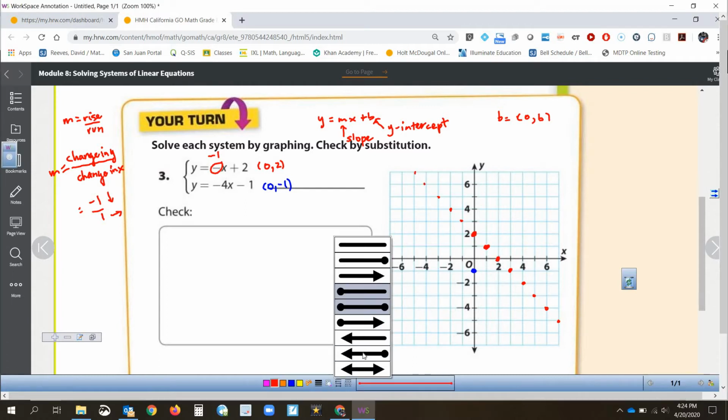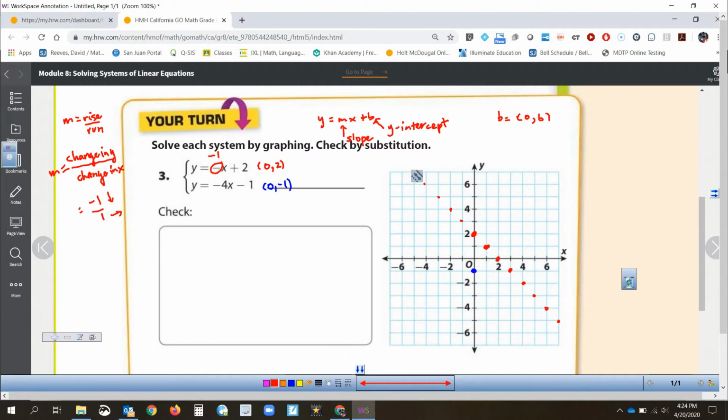Everywhere on that line are ordered pairs, are solutions that make that equation true. Let me try that again. Any point on this line, any ordered pair, any value of x and y is going to make that first equation true. All right, so let's take a look at the second equation.